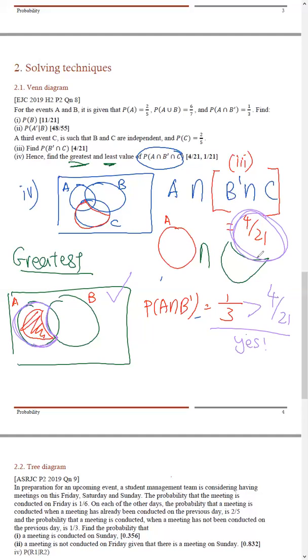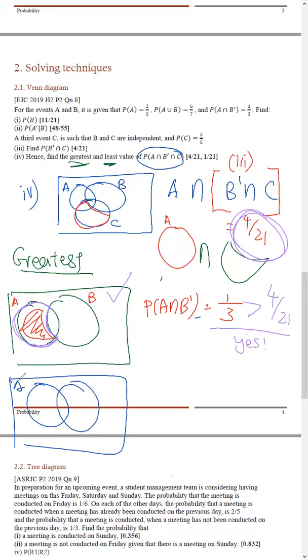How about the smallest? As I mentioned just now, in terms of the smallest, A and B don't change. A and B is the same. But if you're talking about the smallest, it means there's completely no overlap at all. That means my crescent is outside here. This crescent is outside here, so the overlap is actually 0. And the question is, is it possible for it to be 0?